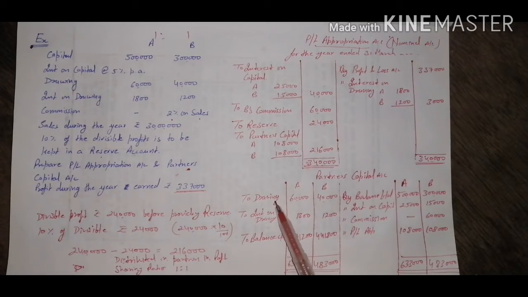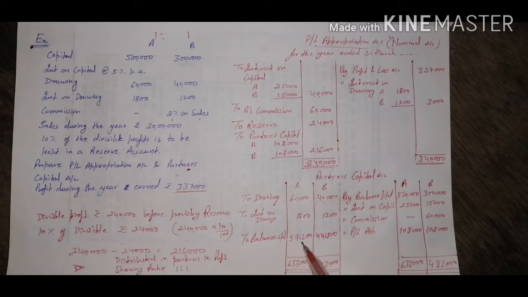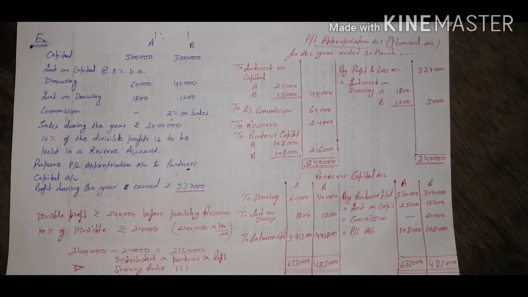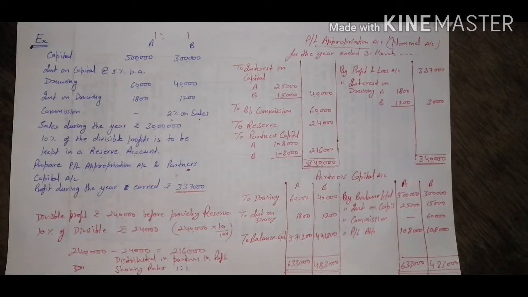Partners' capital decreased by personal use as drawings, and interest charged on drawings is recorded on the debit side. At the end of the year, the capital balance is A's rupees 5,71,200 and B's rupees 4,41,800. Now the P&L appropriation account and partners' capital account are prepared.